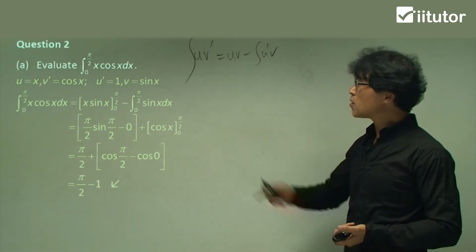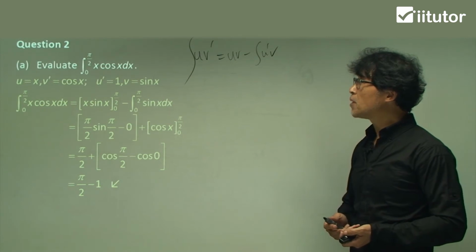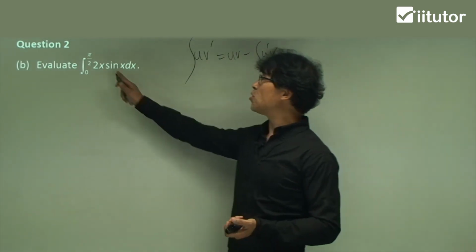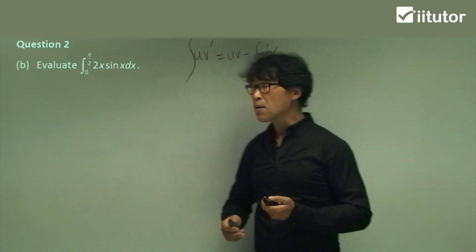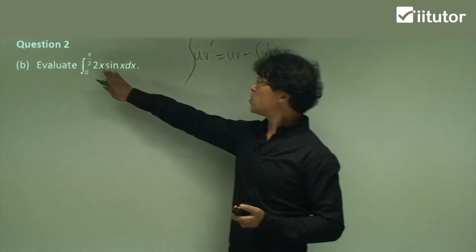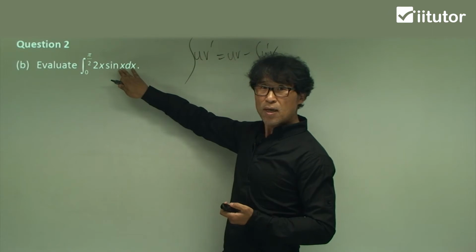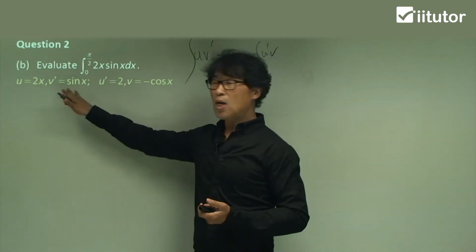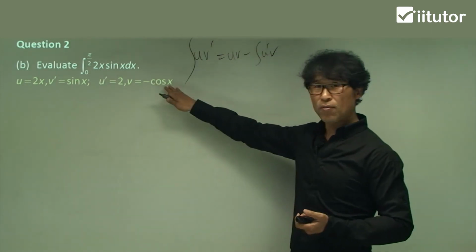Does that make sense? So we found the first one, and for the second one we evaluate again. We have to use integration by parts again. So that's uv dash. Is that a good setup? Yes, it is. So uv dash and then u dash v.